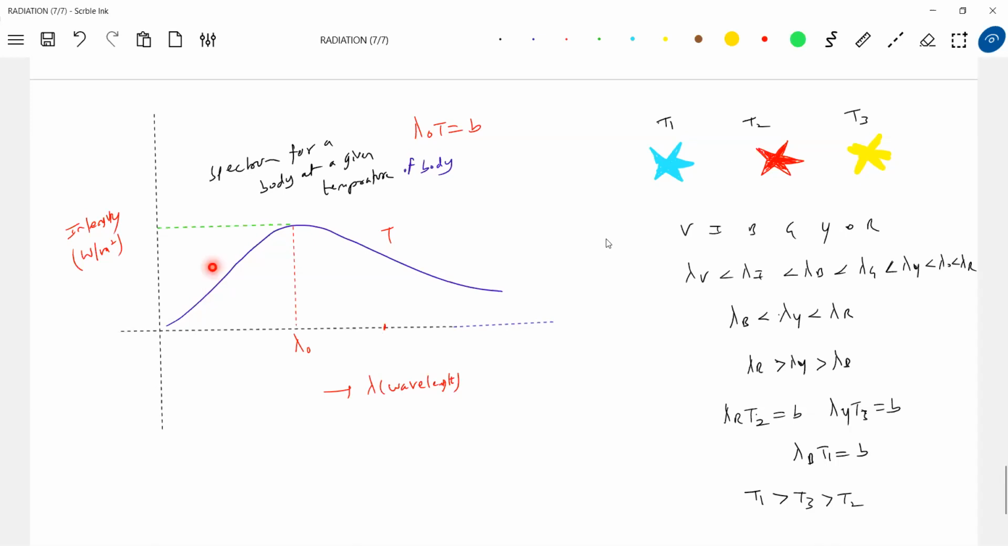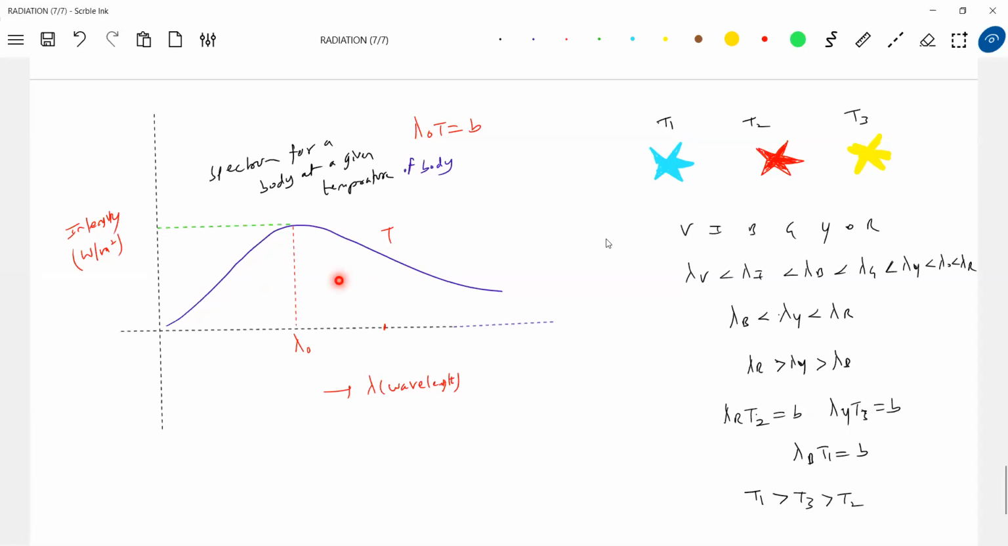Classical mechanics tried a lot. The Rayleigh-Jeans law was able to explain this part. Kirchhoff's law was able to explain this part. Wien's displacement law was able to explain only this part. They tried the physics we know, and finally they were unable to conclude. Then Planck's radiation law came.